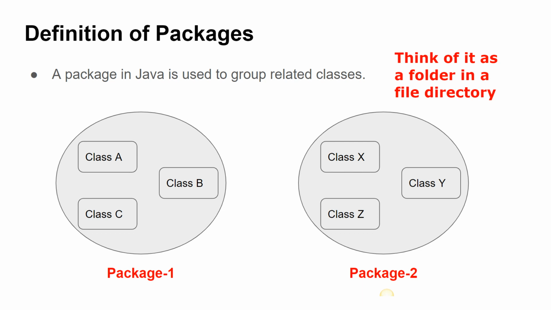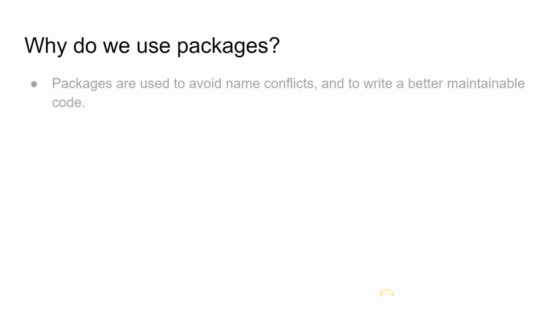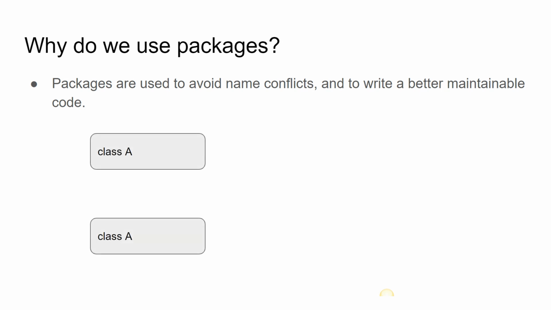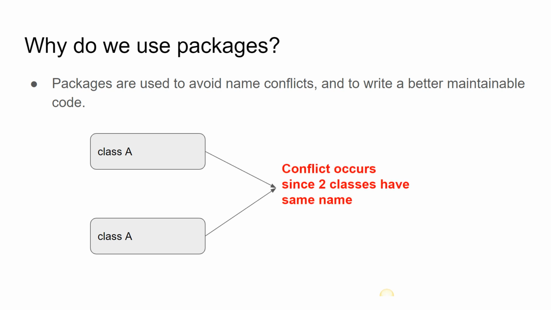Okay. So why do we use packages? Packages are used to avoid name conflicts and to write better maintainable code. Say I have class A and class C, two classes with the same class names. So what will happen? A conflict occurs since two classes have the same name, right? So that is the reason we use packages.